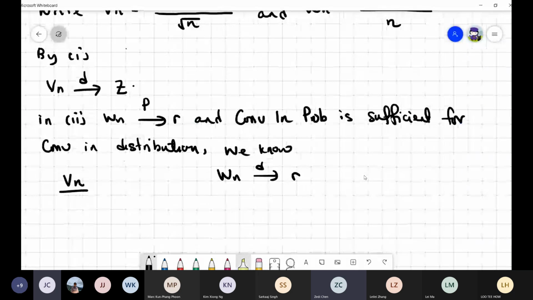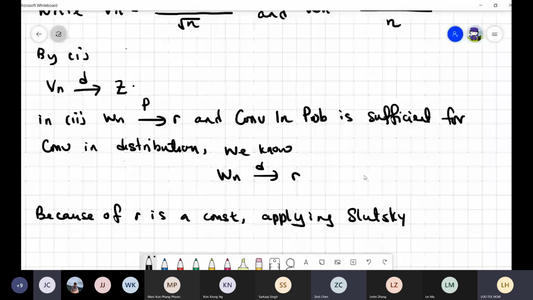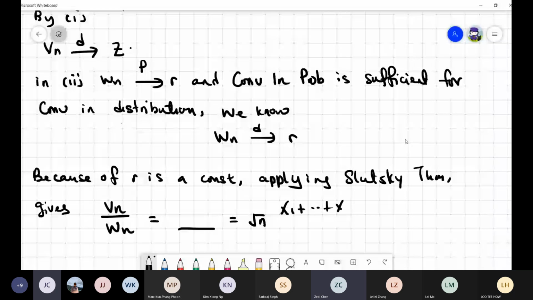Okay, so because r is a constant, applying Slutsky theorem gives Vn over Wn. I think maybe you need to write one more step, so that is square root of n times Xn plus Yn over Xn, which will converge in distribution to Z over r.